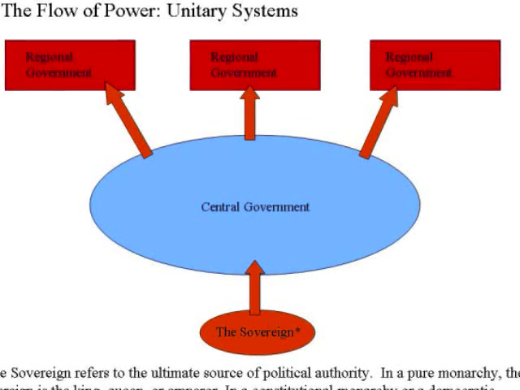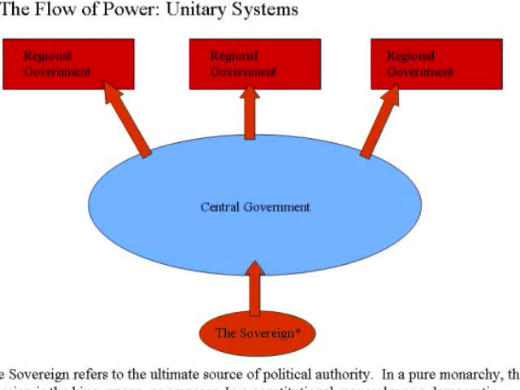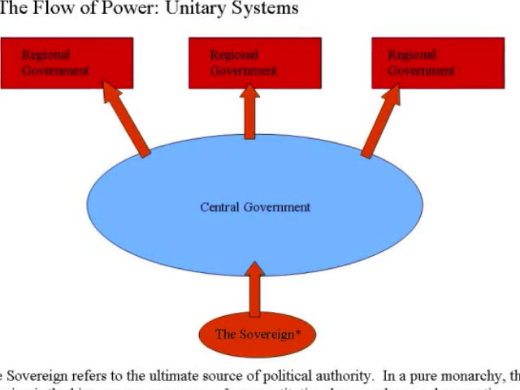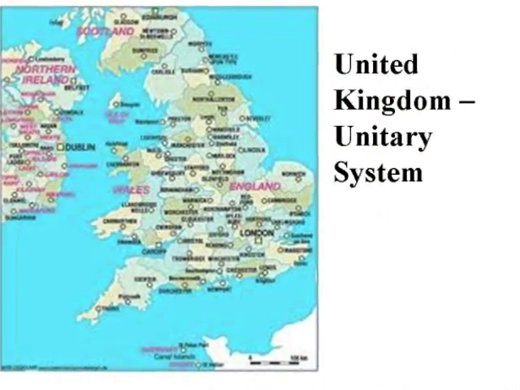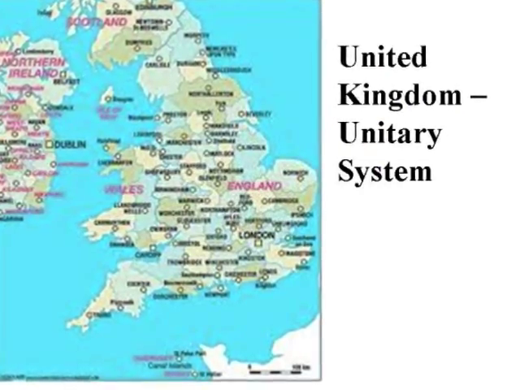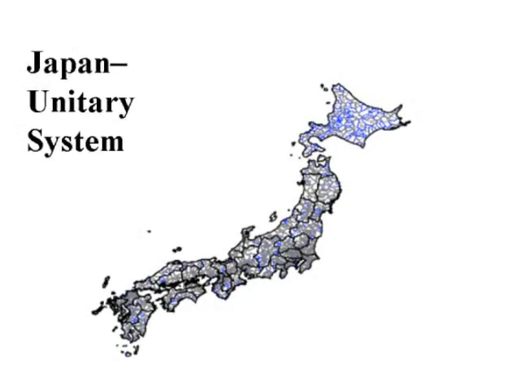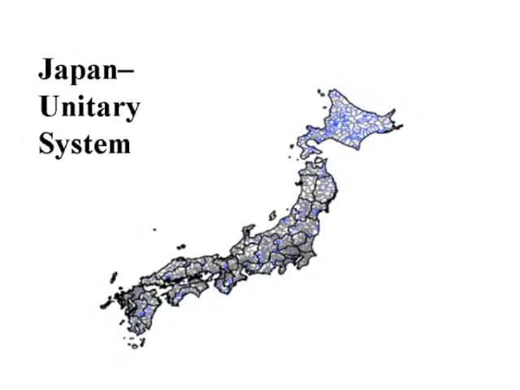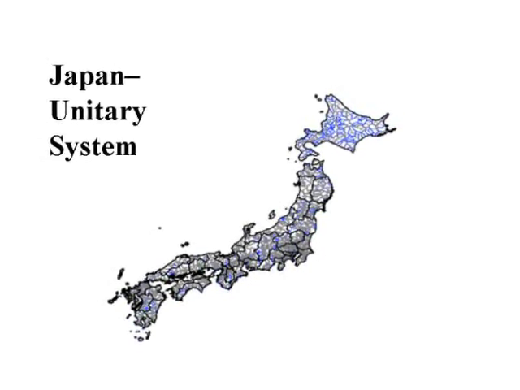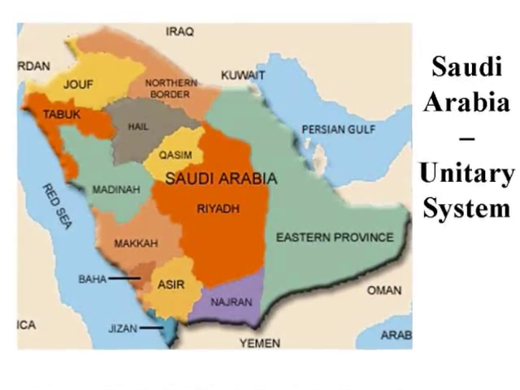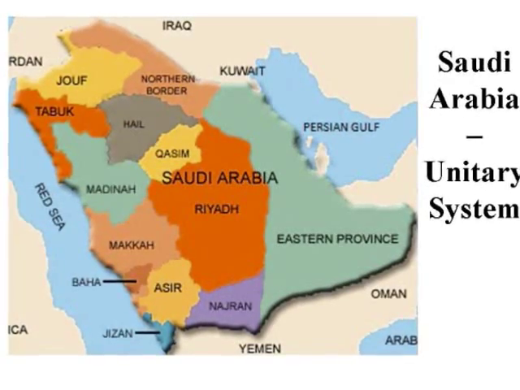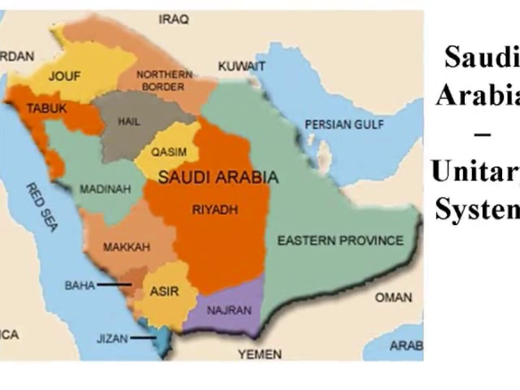There are many countries in the world today that have unitary systems of government. Examples include the United Kingdom, which consists of England, Scotland, Wales, and Northern Ireland; Japan, which has 47 subnational prefectures; and Saudi Arabia, which consists of 13 regions under the direct authority of the monarchy.